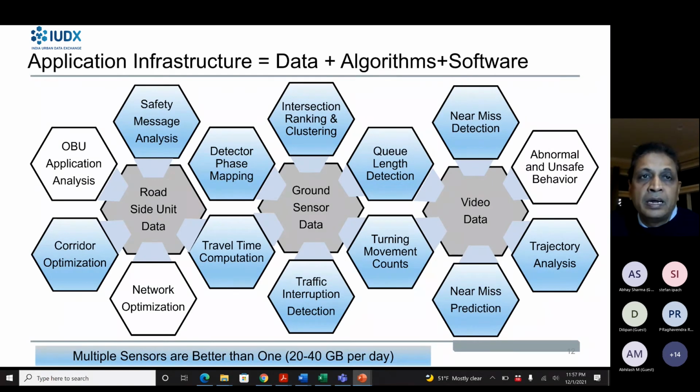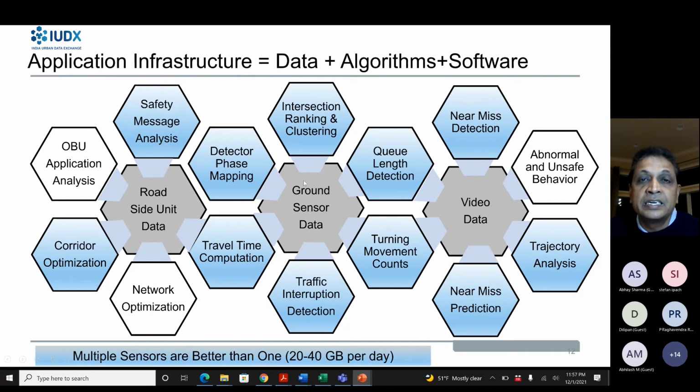So what we do is we use all these different kinds of data sets and then solve applications which are of interest to the traffic engineers. So we work very closely with them. They define the problems, we solve them, if you may. So for example, using video data, we have methods to detect near misses, predict queue lengths on the intersection, which is useful for optimization. We can do turn movement counts, how many people are going straight, how many people are taking a right. We can do near misses, we can do trajectory analysis, we can figure out abnormal and unsafe behavior by the hour, by the day, by the week, whatever you want, right?